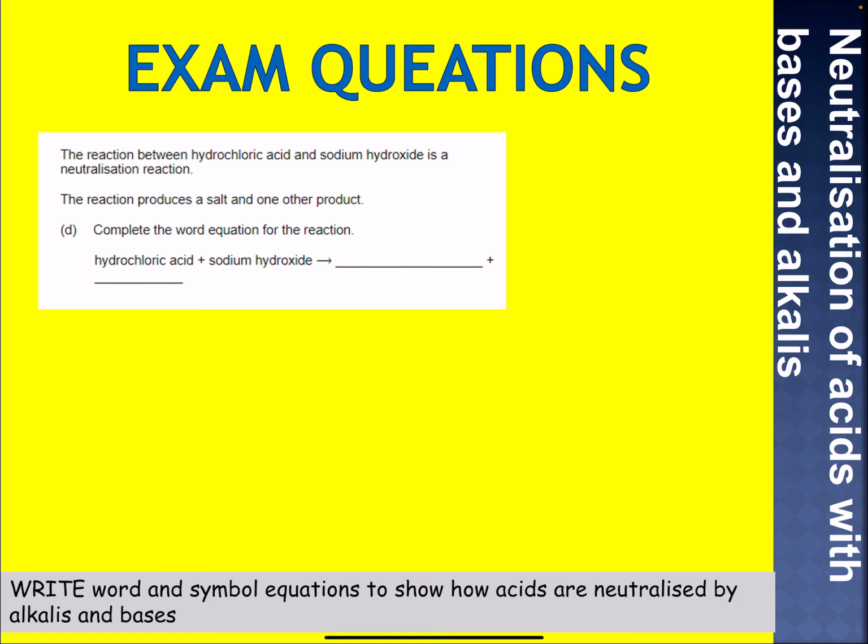The reaction between hydrochloric acid and sodium hydroxide is a neutralisation reaction. The reaction produces a salt as one of the products. Complete the word equation for the reaction. Now this will be worth 2 marks. So you can again pause the video here and have a go. Okay, let's have a look. So there you go. The salt is sodium chloride, or NaCl, plus water, H2O.